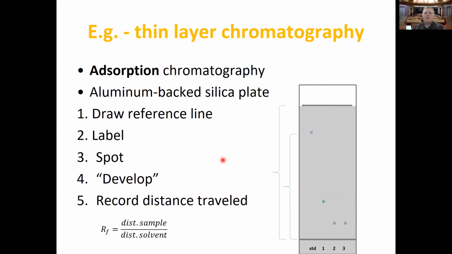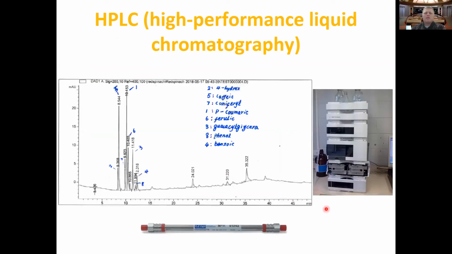Another form of adsorption chromatography is one that I use in my lab all the time. This is called high performance liquid chromatography, or HPLC for short. And we'll get into how HPLC works specifically later on. Here is an old HPLC instrument that I think has been retired now. In this instrument, we have these columns, and these columns are actually only about 10 to 12 inches long. Actually, in the instrument that I have in my lab, we have some that are only about 8 inches long.